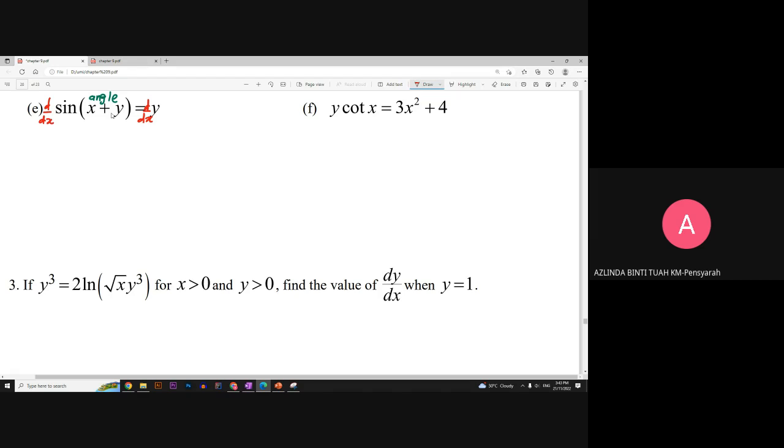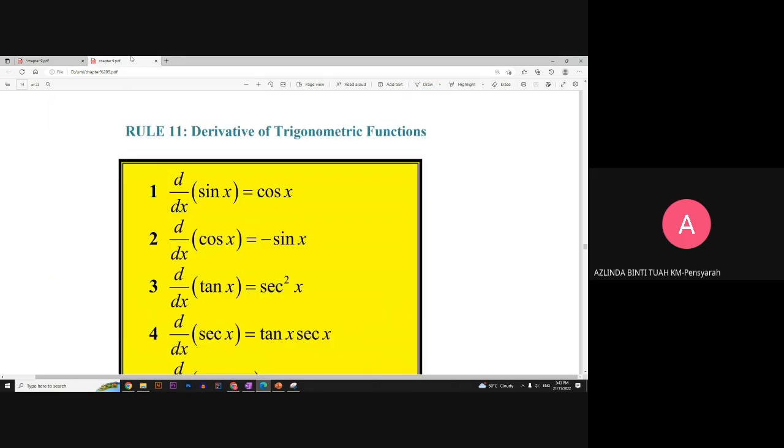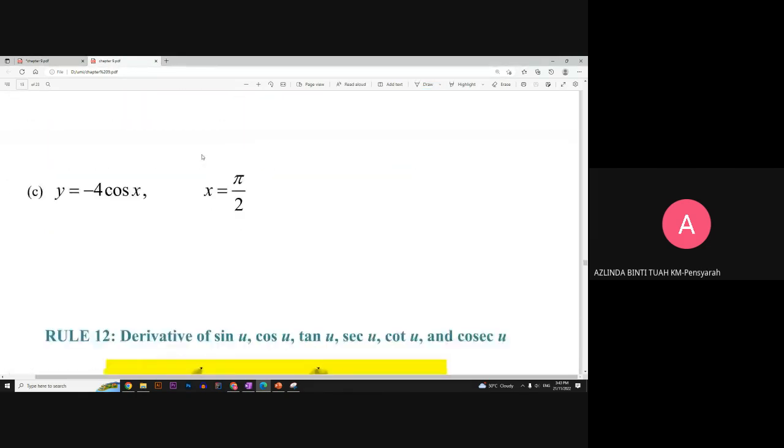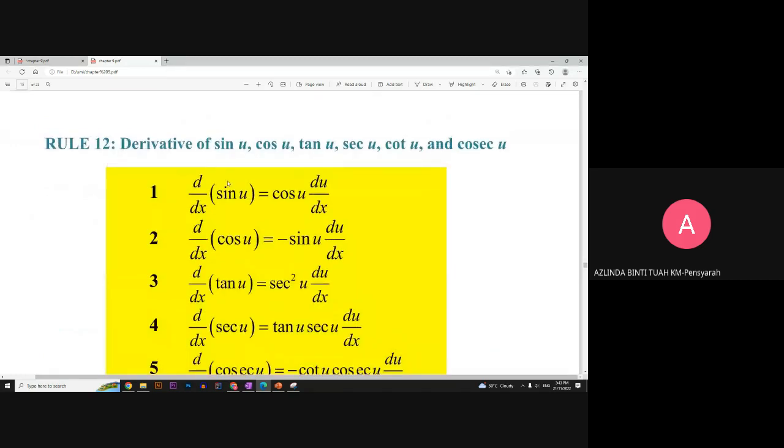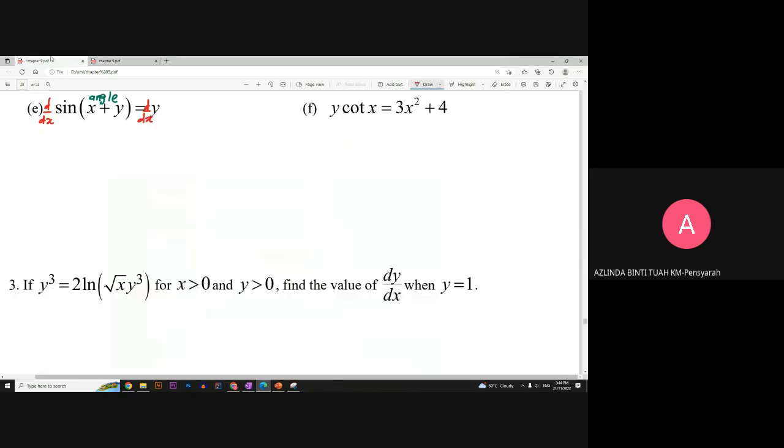Okay, for the sine on the left, we're going to apply once again rule number 12. Rule number 12 is with 2 steps. Firstly, we have to differentiate the sine theta first. Sine theta will be cos theta, first step. Second step, we have to differentiate the angle. Okay, differentiate sine theta, we're going to get cos theta. Cos theta means cos of x plus y.